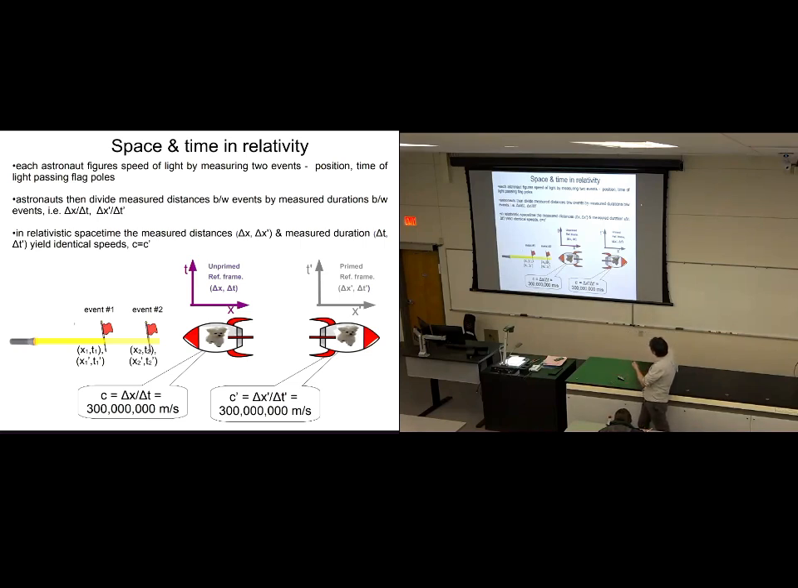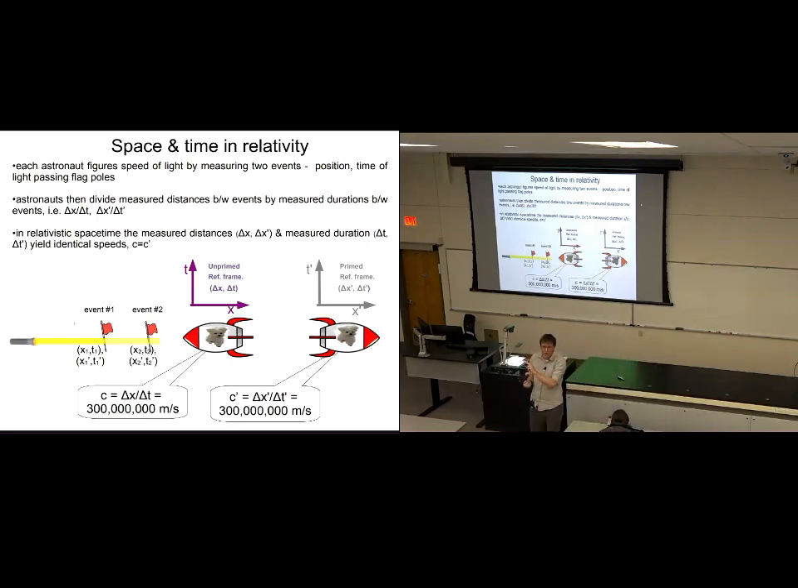when they calculate delta x divided by delta t, this is the distance traveled divided by the time taken for the astronaut going towards the left. And when they calculate delta x prime divided by delta t prime, that's the distance traveled divided by the time taken as measured by the astronaut going towards the right. The amazing thing is that they find they both get the same speed. I called it c and c prime in the two reference frames, but it's exactly the same speed.